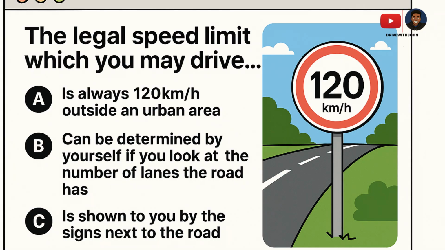Your lanes do not tell you how fast you must drive. No, your lanes do not tell you that. Okay, the correct answer is C. Question 10, correct answer C. The speed is shown to you by the signs next to the road. As per the image, that road you drive 120 kilometers an hour as your limit.